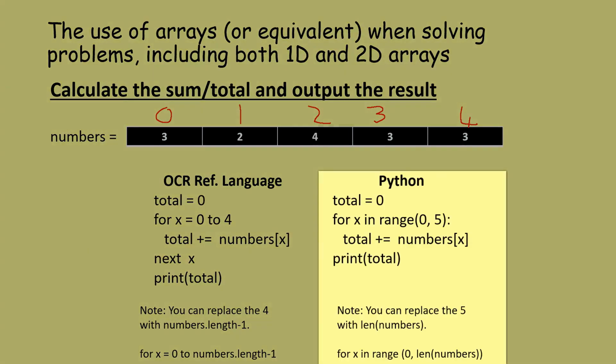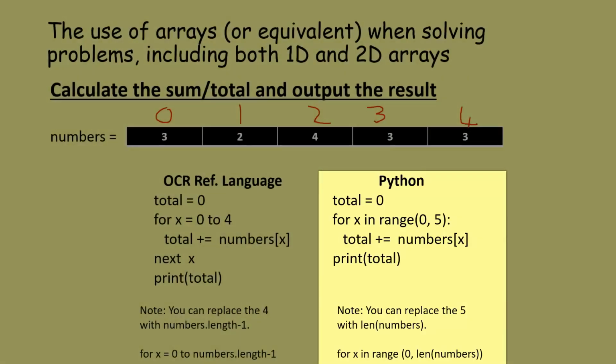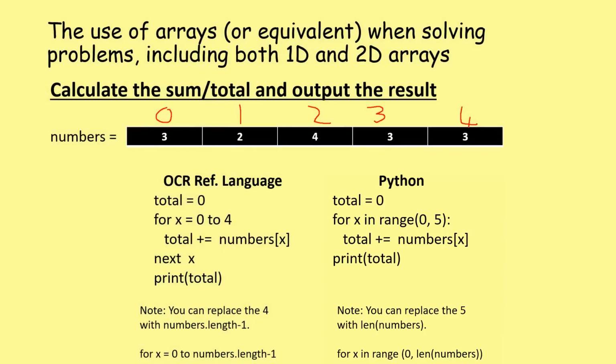In Python, I would do this like so. total equals 0, for x in range 0, 5. So again, we're starting at position 0. In Python, the second number is exclusive, so it's one more than we need. So instead of saying 4, we say 5. Total plus equals numbers x, print total.